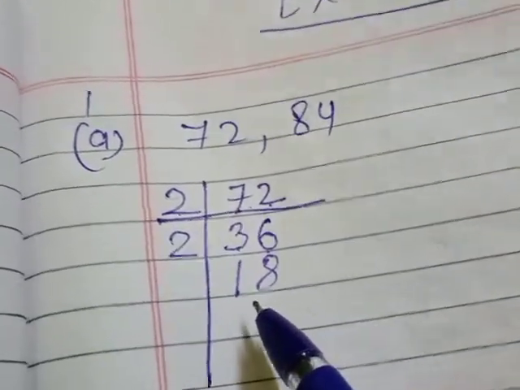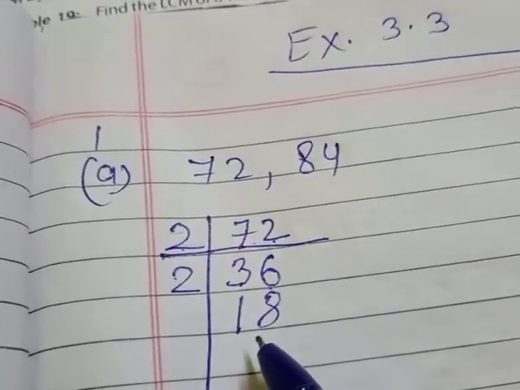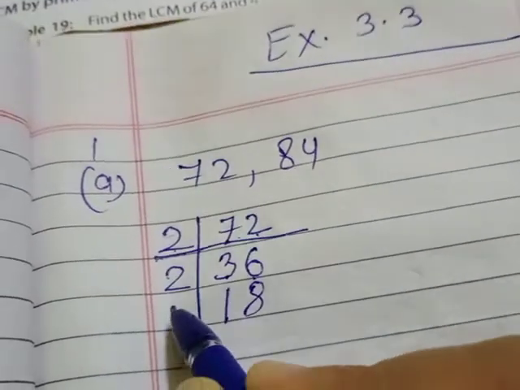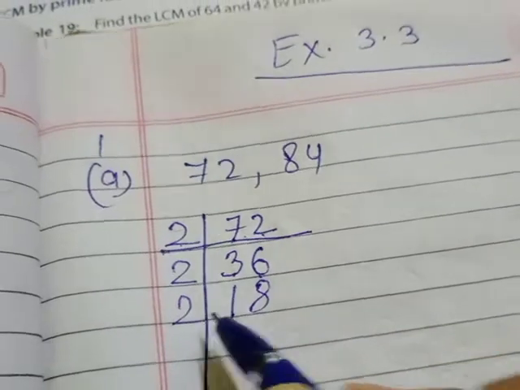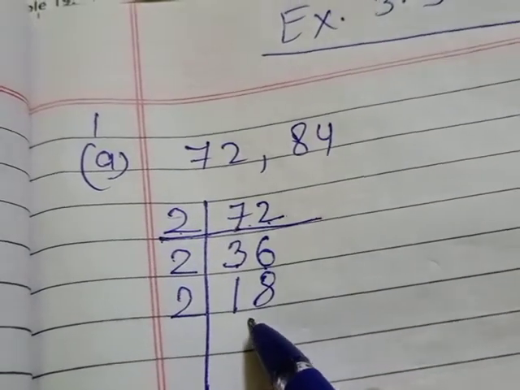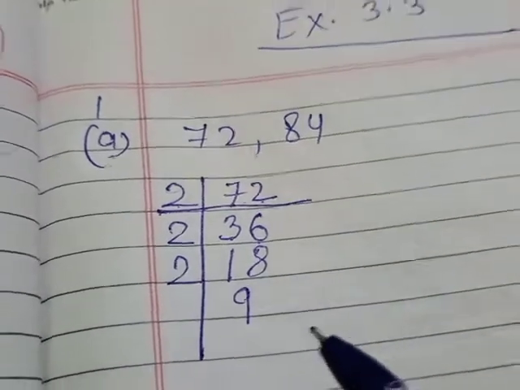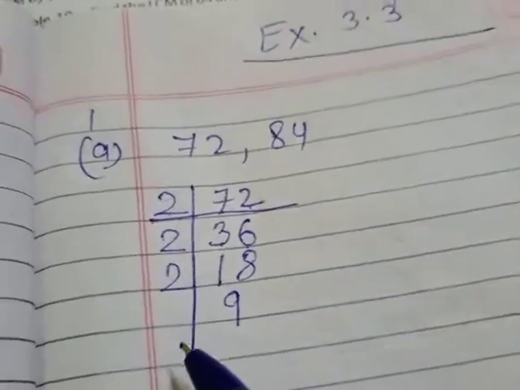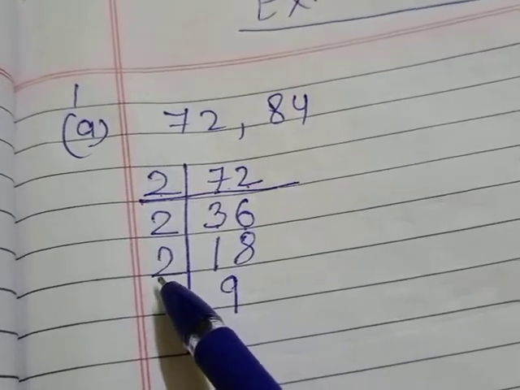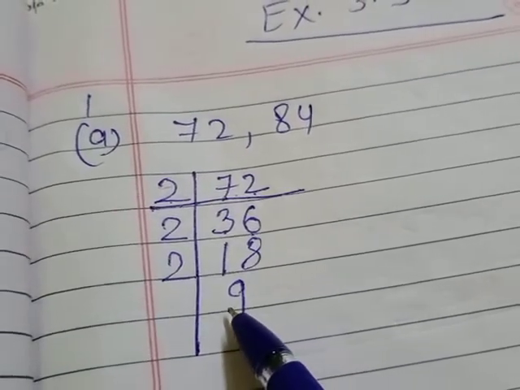Now we will see whether 18 is divisible by 2 or not. Yes, 18 also is divisible by 2. First of all, we'll write here 2. In the table of 2, 18 comes how many times? 9 times. So we'll write here 9. Now you see here, we get 9. So is this 9 divisible in the table of 2? No, 9 is not divisible.